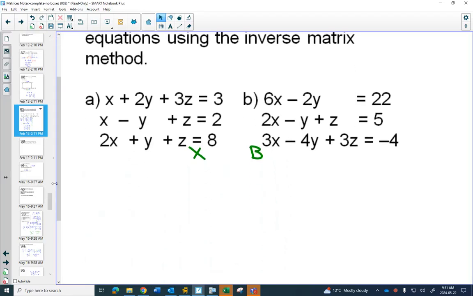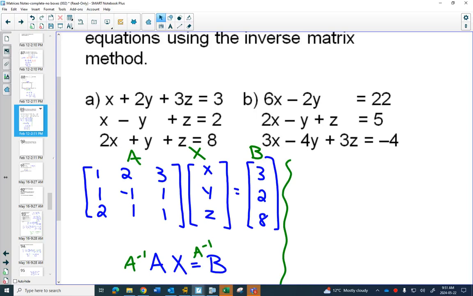So for part A, what we would do is take and set up a coefficients matrix. Somewhere in there. 1, 2, 3, those are my coefficients. Then I would set up my variables matrix and my answers matrix. My coefficients matrix is matrix A. My variable matrix is matrix X. And my answer is matrix B. So I can write it a lot shorter by just saying A times X is equal to B.